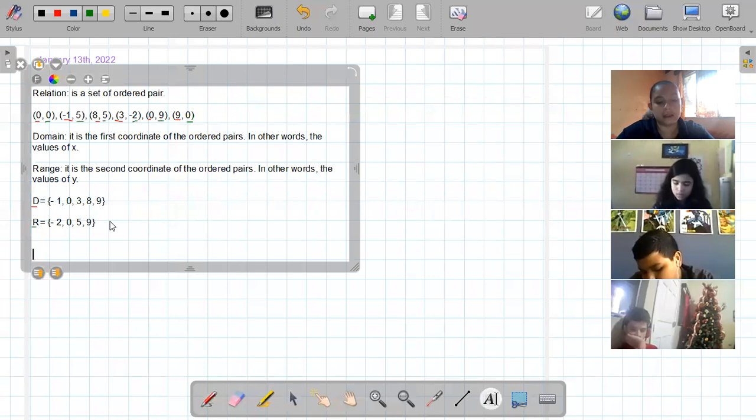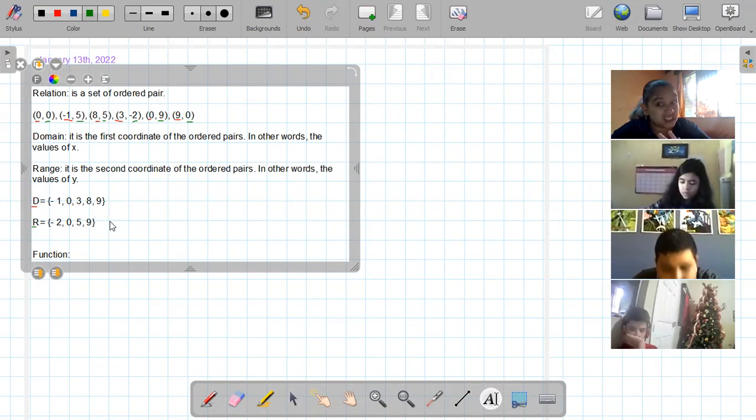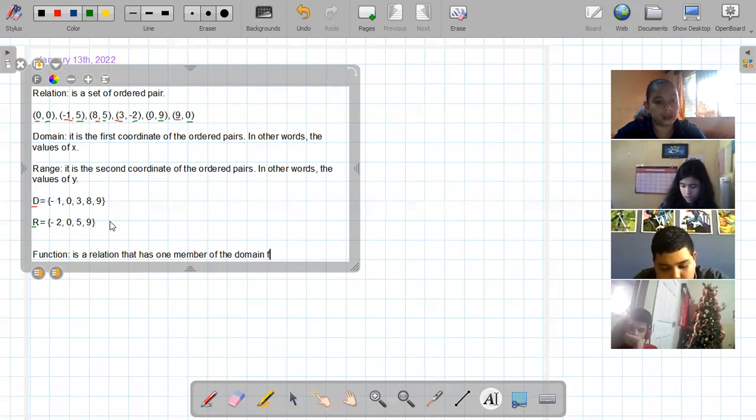The next definition is function. And this is kind of tricky, so you need to pay really close attention to what a function is. And there are several ways of determining what a function is. So the definition is: a function is a relation that has one member of the domain for each range.